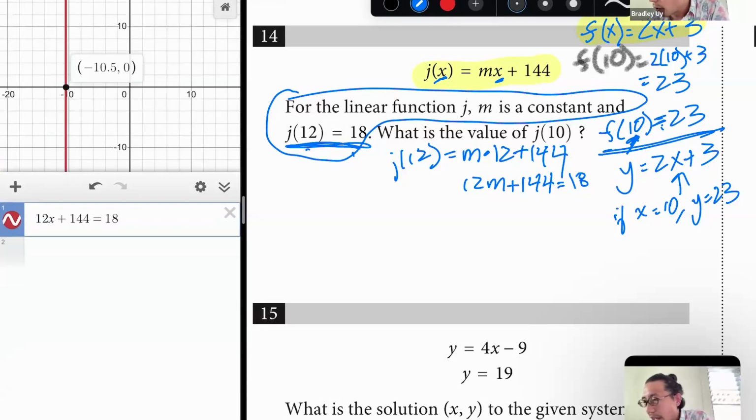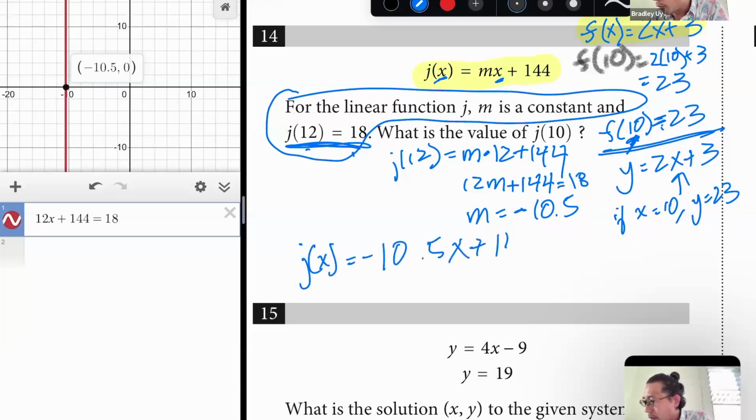This x value, though, is really the m that's missing in this equation, the unknown variable. Okay, so my m is negative 10.5, as you can see on the left. Negative 10.5. Now, that was a challenge in and of itself to understand all that. But what we need to do now is take this value for m and plug it in there, and that will give us a complete equation for j of x. Okay, so this is negative 10.5x plus 144.